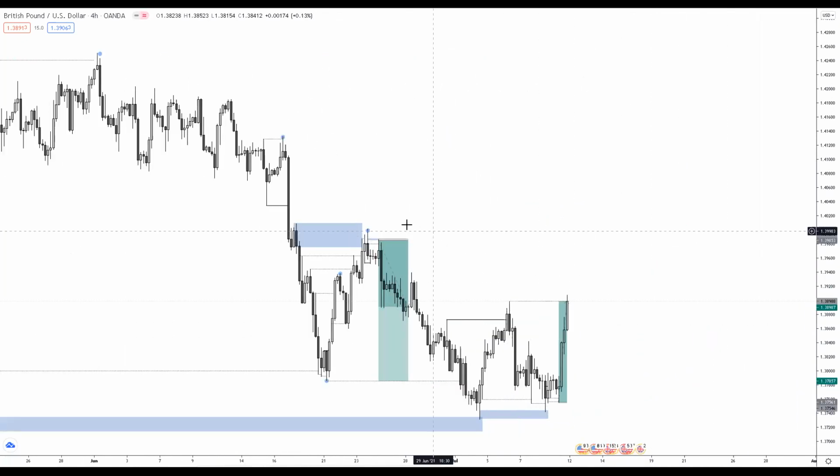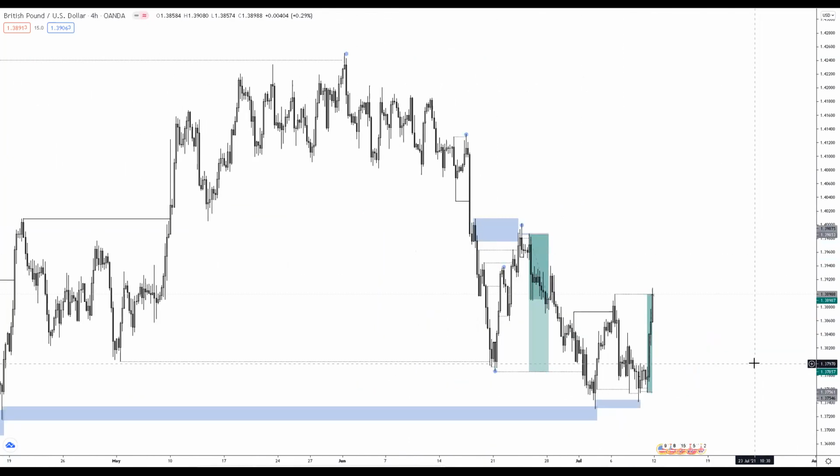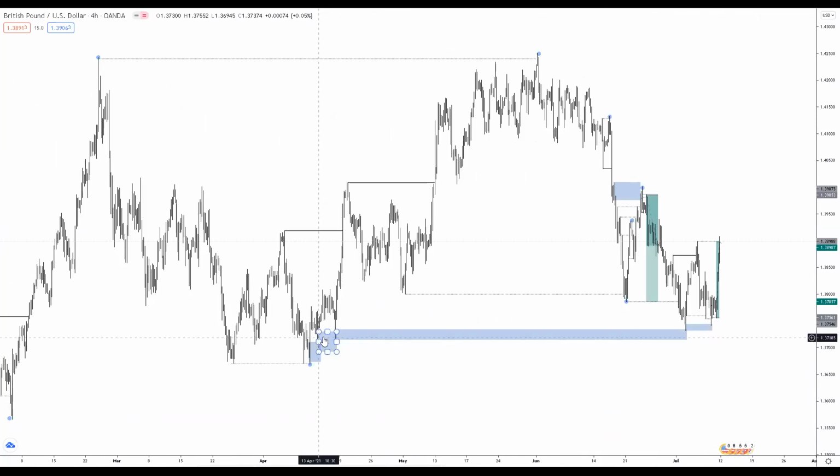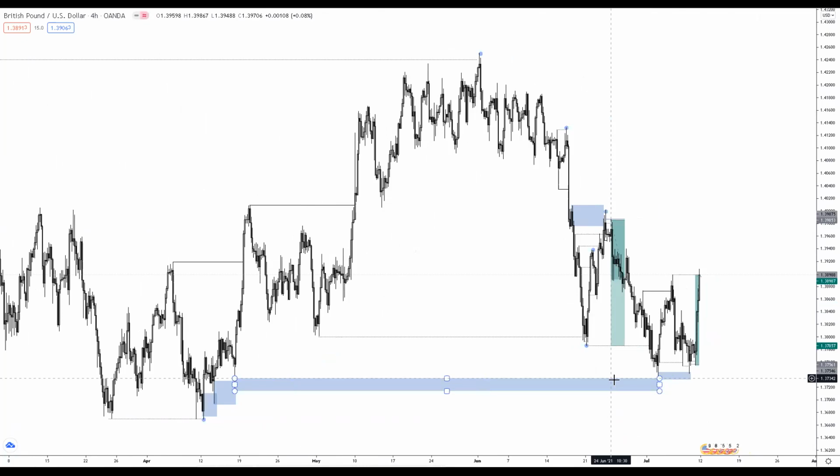But the thing is, I will always wait until this high has been taken out to consider this as bullish, because this is the swing point. So I'll monitor price along the way. But what I see is the intentions of this range has been completed. So now it has no reason to come back down.